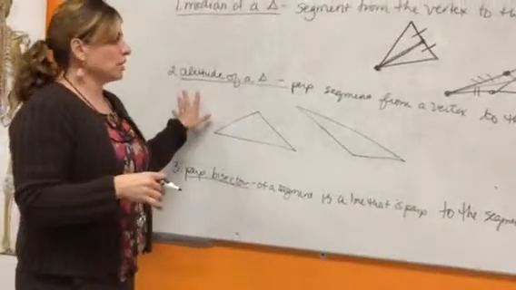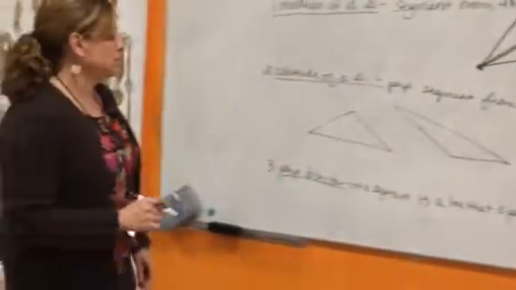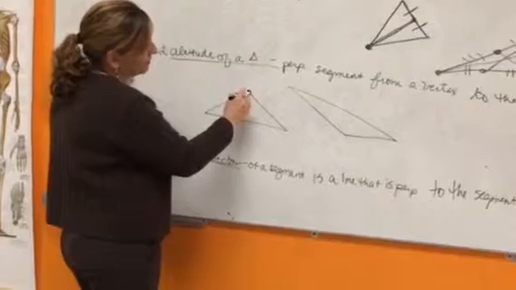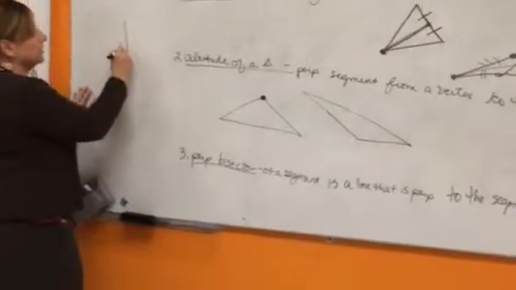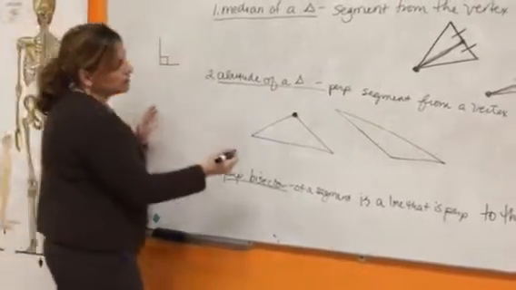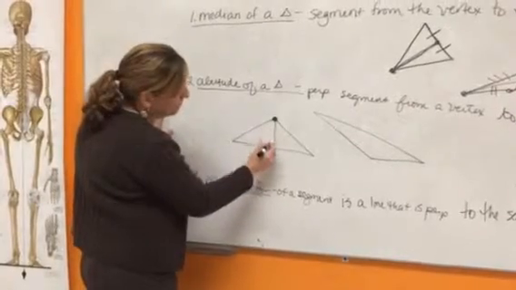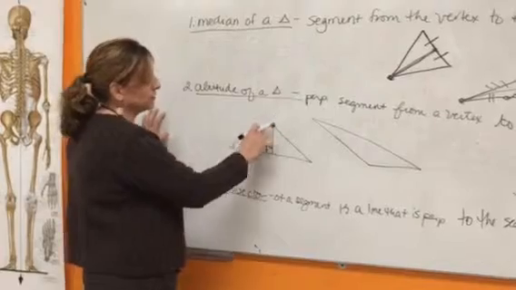The altitude of a triangle is a segment from a vertex to a line that contains the opposite side. And it's the perpendicular segment. I forgot to say that. It's the perpendicular segment. So let me show you what that means. If I was going from this vertex and I wanted to draw a perpendicular line, we know that perpendicular lines always form right angles. So a line to form a right angle with this opposite side would be right here. So that would be the altitude of this triangle from this vertex.